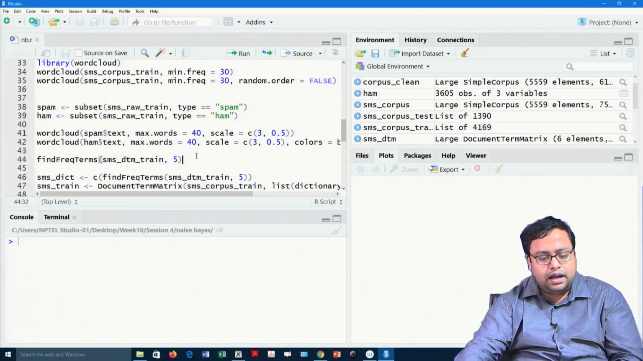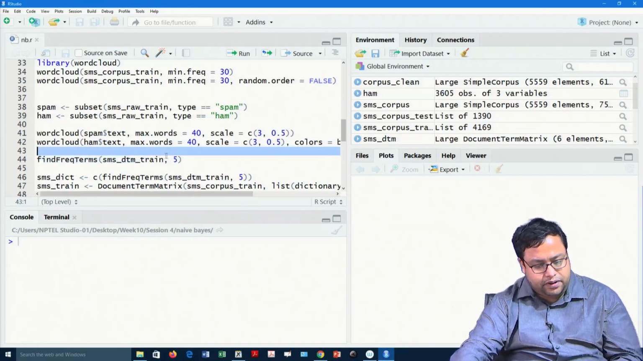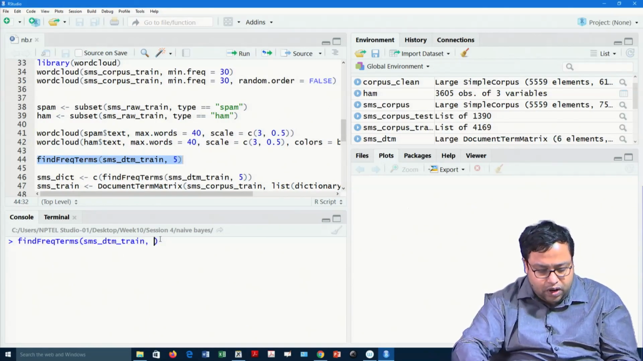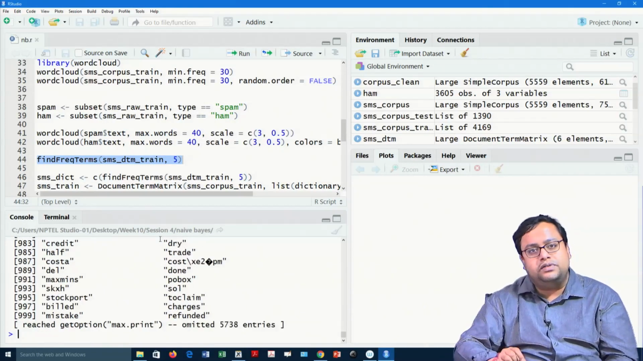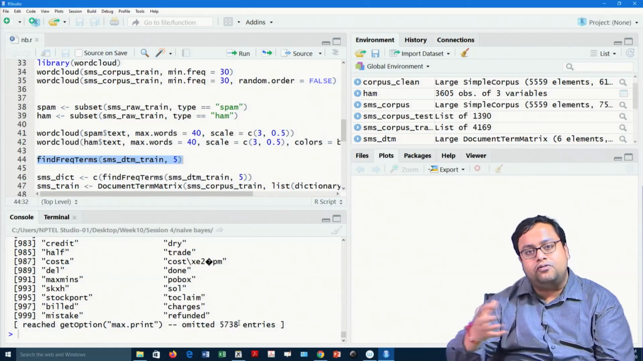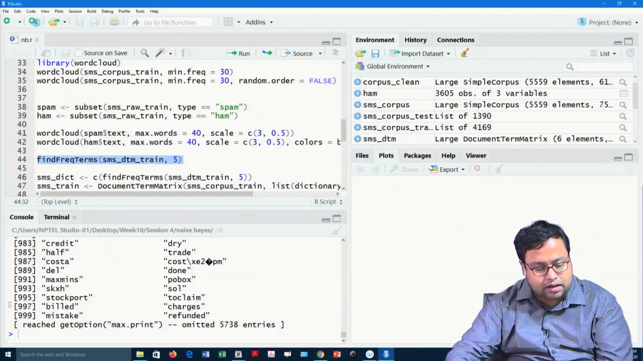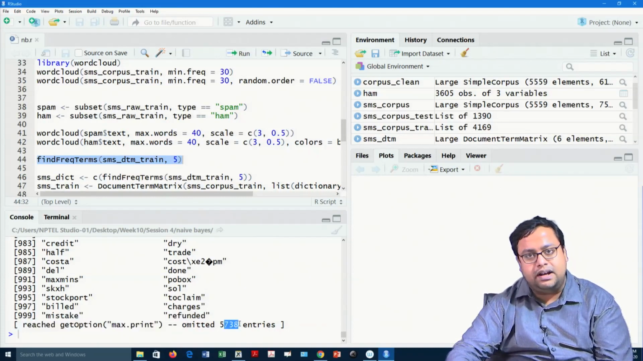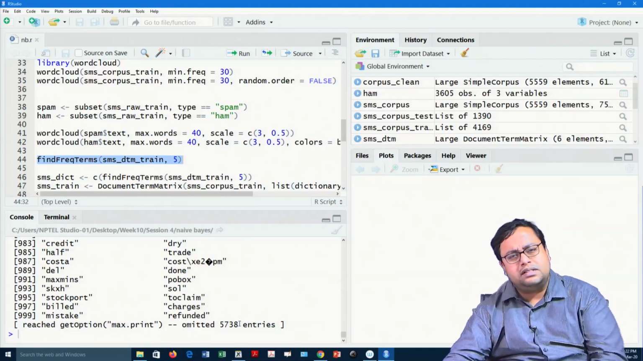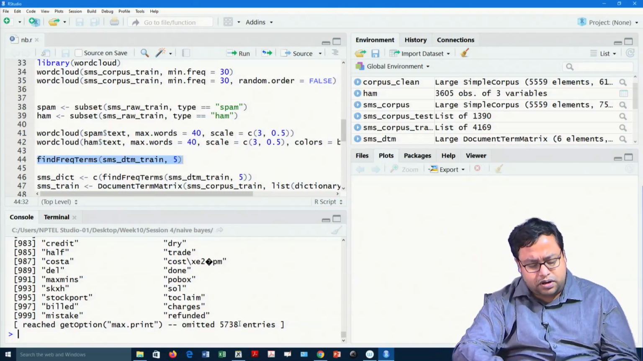Now, imagine how many words there are. If I just find frequent words and put 1 here, it will find all those words which have a frequency of at least 1. And there are 5738 unique words. Sorry, not 6000, so thousands are printed and omitted are 5738. So, total 6738 words. There is no point in playing with so many words. If they are occurring only once, why will I give them importance?